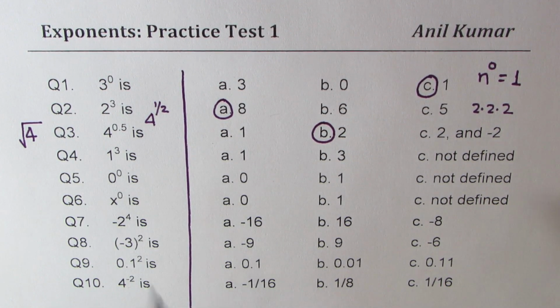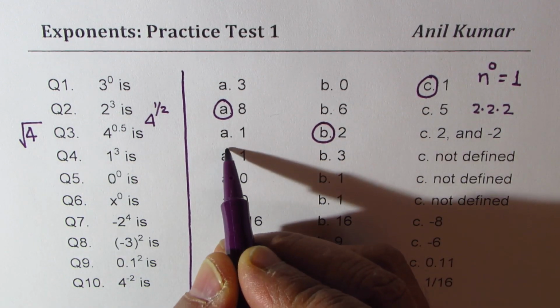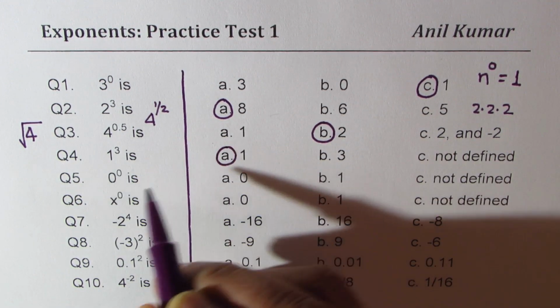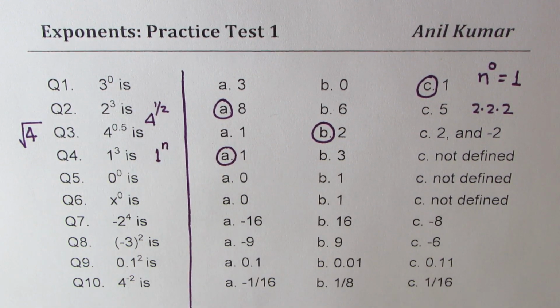Question number 4. 1 cube. 1 to the power of anything is always 1, right? So it could be any number here. Even if I have 1 to the power of any number, it is going to be 1.